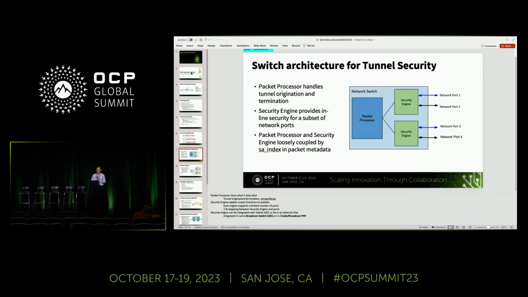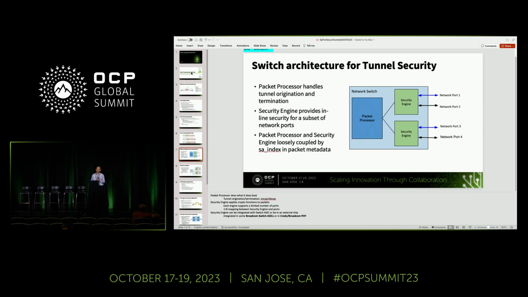Okay. So what is the underlying switch architecture that supports this? So normally in the switches, there is a packet processor that takes care of the forwarding of every packet. It also is capable of tunnel termination and origination. So we use that capability for originating and terminating the IPsec tunnels also. And then there's a separate security engine. Now, I'm talking functional blocks here, not yet necessarily chips and components, but there's a security engine element that is doing the encryption and decryption, the crypto transformation on the packet.